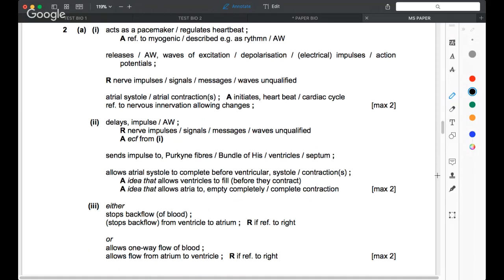And then when we look at the AV node, as you said, it delays the impulse, it sends the impulse to the Purkinje fibers and bundle of His, and it allows atrial systole to complete before ventricular systole. And finally, for the valve, it stops backflow of blood from ventricle to atrium, and allows one-way flow of blood. Yeah.